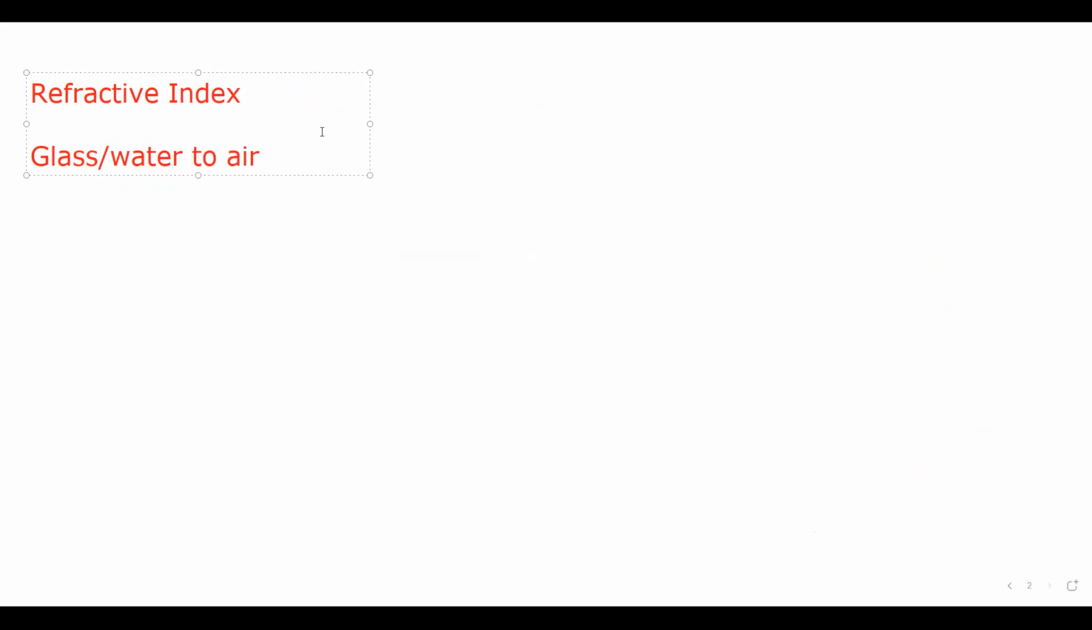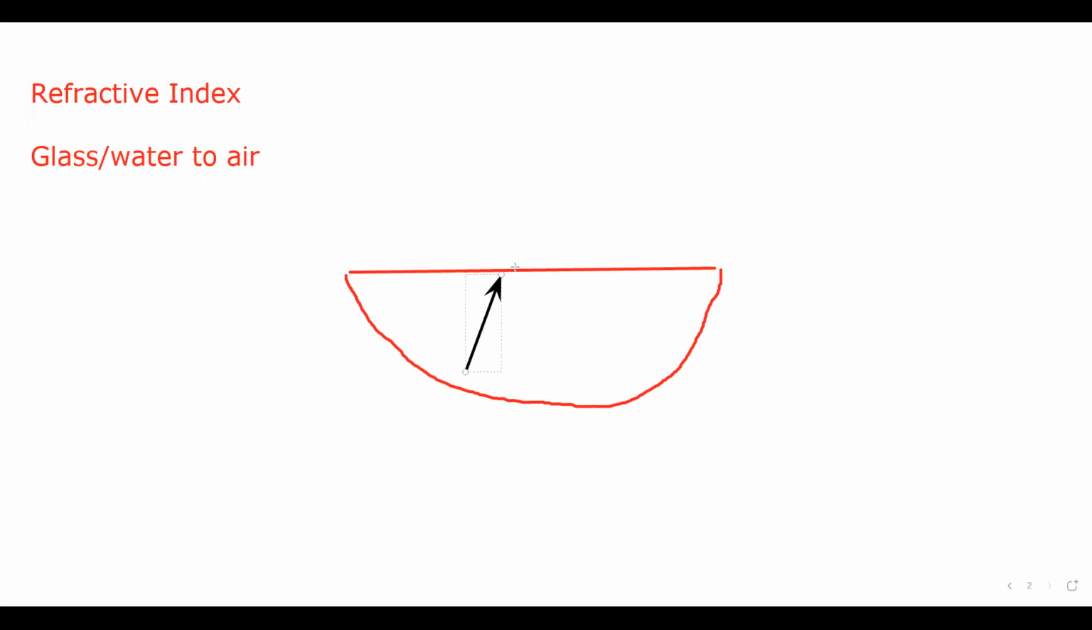So if a light is traveling from glass to air or water to air, what will be the formula of refractive index? For example, this is a semicircular glass, and the ray of light, when it was moving in the glass, was moving slower, but as it moves from glass to air, its speed increases.